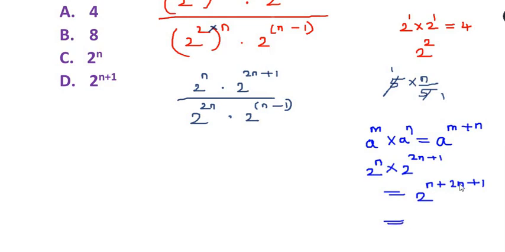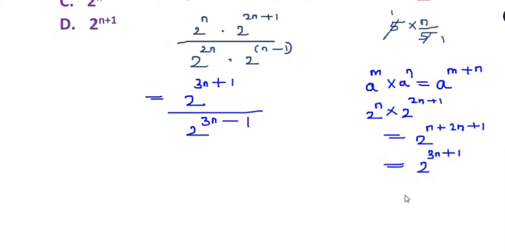So n and 2n are like terms, so we can add them and write it as 2 to the power of 3n plus 1. So here I am going to write for the numerator as 2 to the power of 3n plus 1. Similarly in the denominator there is a multiplication between the two terms, so I can add the powers and write it as 2 to the power of 2n plus n is again 3n minus 1.